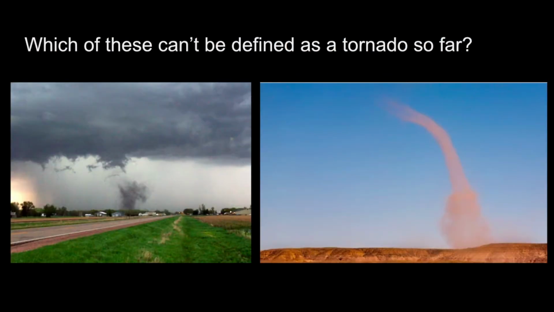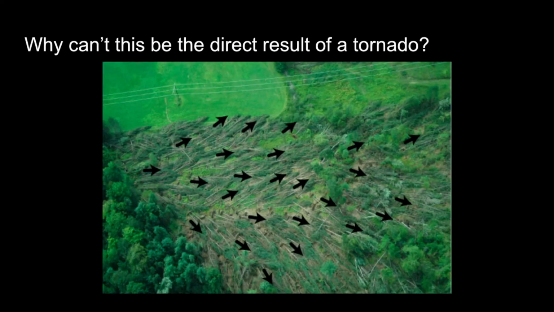So here are two pictures of vortexes, but only one can be a tornado. Which one? Again, that's because the picture on the right doesn't attach to a cloud. You must have a cloud base above the vortex. So even though the thing on the left doesn't really look like a tornado to your eyes, it must be because it's associated with a parent cloud.